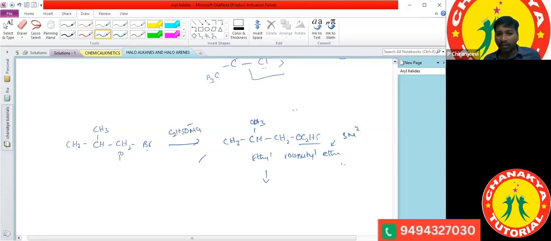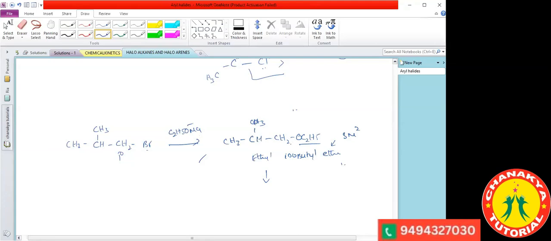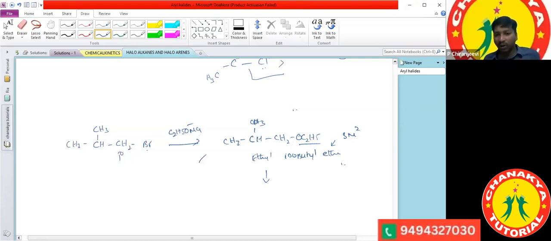And the second one, if it is treated with ethanol only, they had given ethanol only. If it is treated with the ethanol, in this one it is also a nucleophilic substitution reaction. In this one, H plus is there. First, let us see. It follows the SN1 reaction mechanism here.